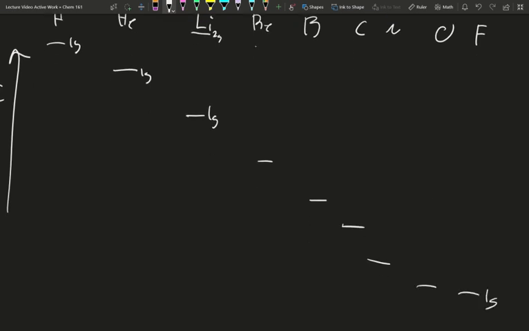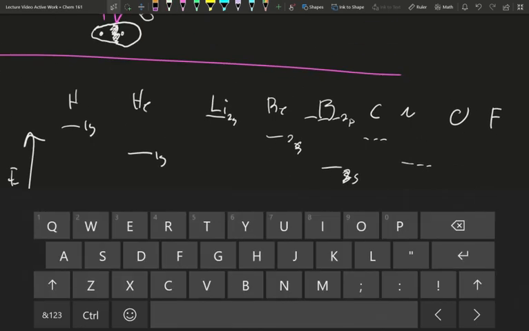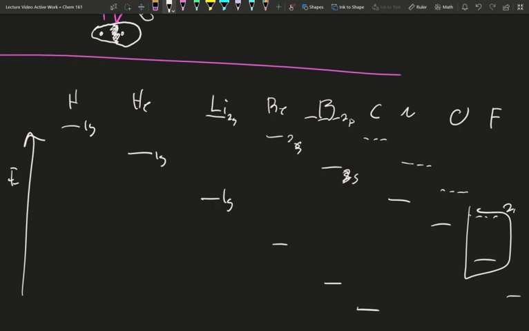The 2s does this as well. 2s goes down, 2s, and our 2p's show up. Well, the 2s keeps going down, and the 2p's go down, the 2p's go down, the 2p's go down. The actual result is that the 2p and the 2s for fluorine happen to be below the energy of the 1s of hydrogen.